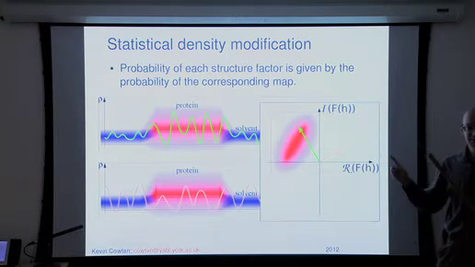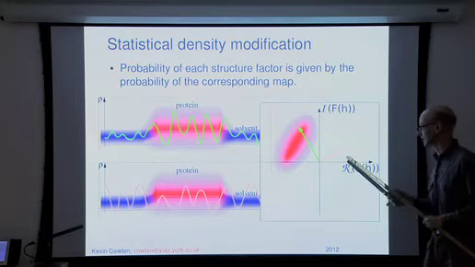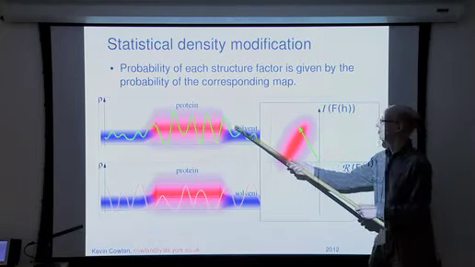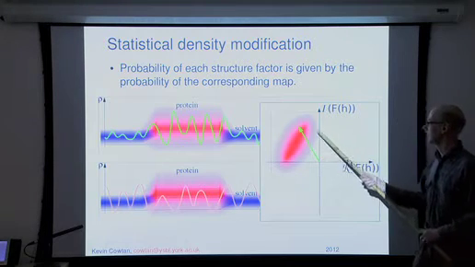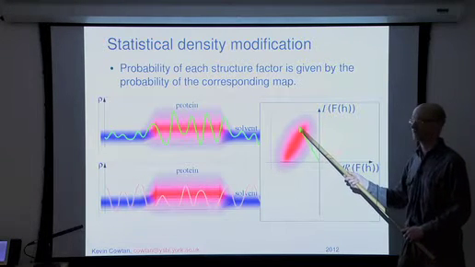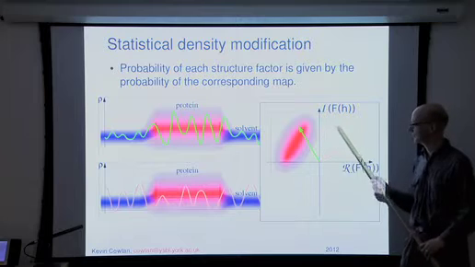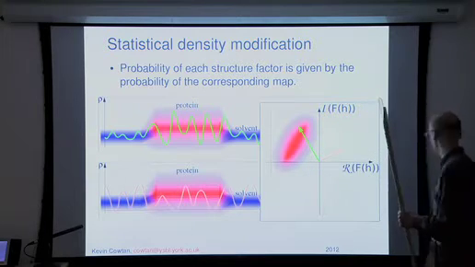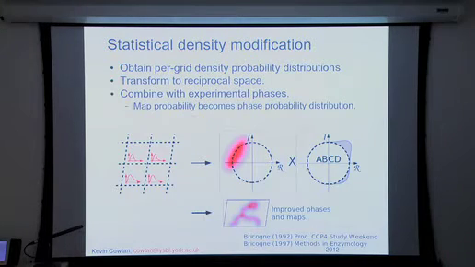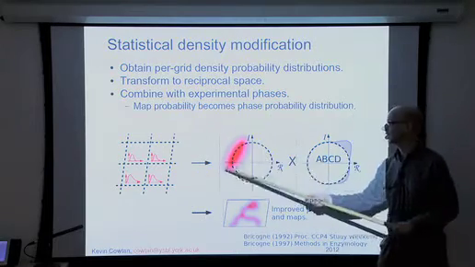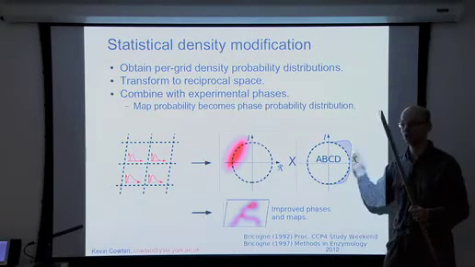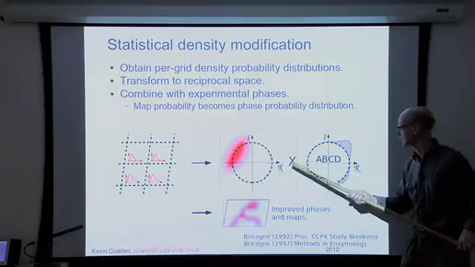Now, every electron density map corresponds to a set of structure factor amplitudes and phases. So this yellow map corresponds to this structure factor, this orange one to this one, and because this map was probable, we can say this structure factor is probable. And similarly, we can say this one is improbable. Now that means we can turn our electron density map into a probability distribution over all the structure factors. All of them interconnect, which is a slight complication, but we can do it.